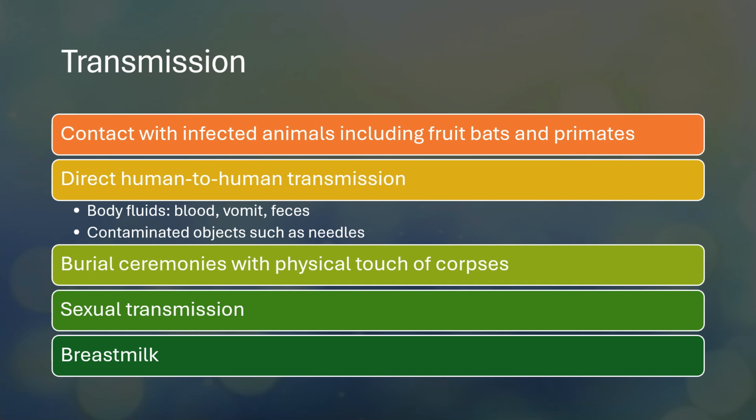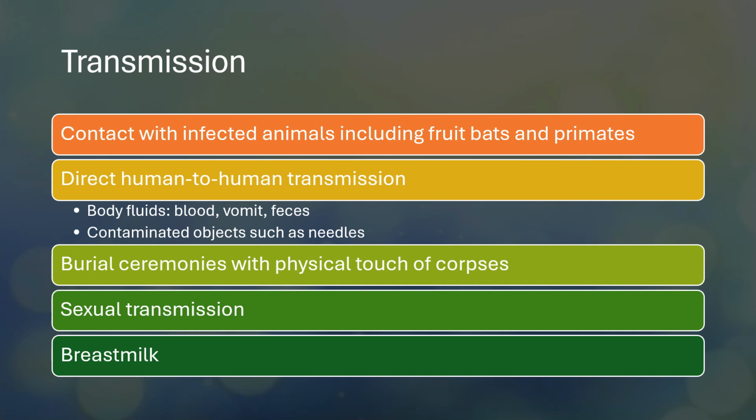So, how is this virus transmitted? Well, originally, it began with contact with infected animals, especially fruit bats and different species of primates. And so this is one of the primary ways that it can be transmitted. Another way is direct human-to-human transmission. This includes body fluids, such as blood, vomit, and feces, but also just physical touch. Another way would be indirect human transmission, such as contaminated objects like needles and medical equipment.